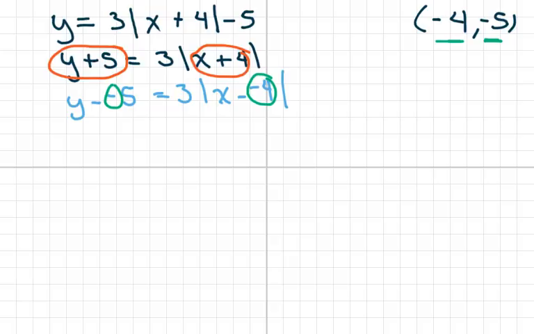Okay, in the next video we're going to graph these functions, and I'm going to graph about 5 functions with transformations.